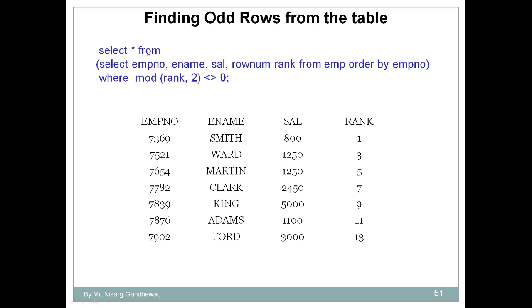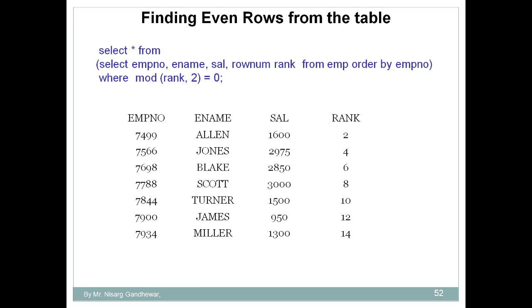But after that we are specifying this where condition, in which we are testing whether this mod equals 0 or not. If it is not equal to 0, that means we have to fetch it. So in this way we got the result. This is a simple SQL query to fetch odd rows from the table, and for that purpose we are going to use two things: one is the row num pseudo column, and second one is the mod function.